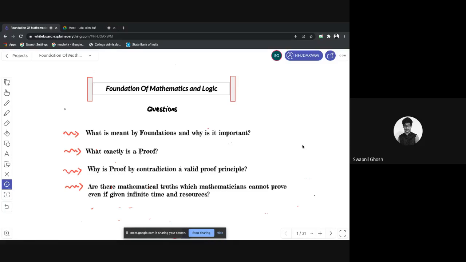So today I'll try to answer or deal with these questions: what is meant by foundations of mathematics and why is it important at all? Then what exactly is a proof? Why is proof by contradiction a valid proof principle? In mathematics, we have been doing proofs and perhaps using proof by contradiction regularly without giving it a second thought. In this lecture, we'll try to do exactly that.